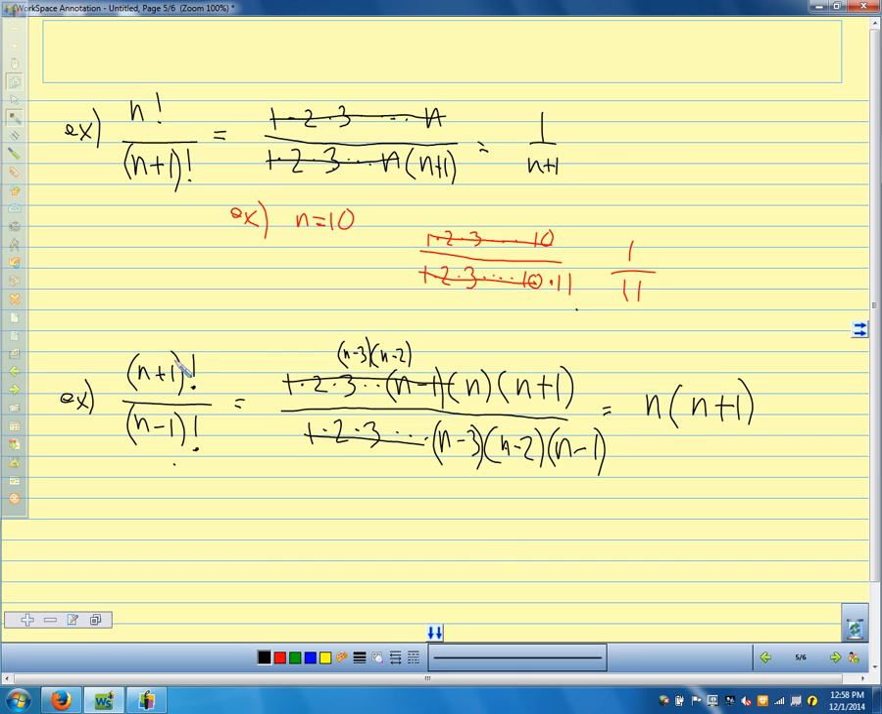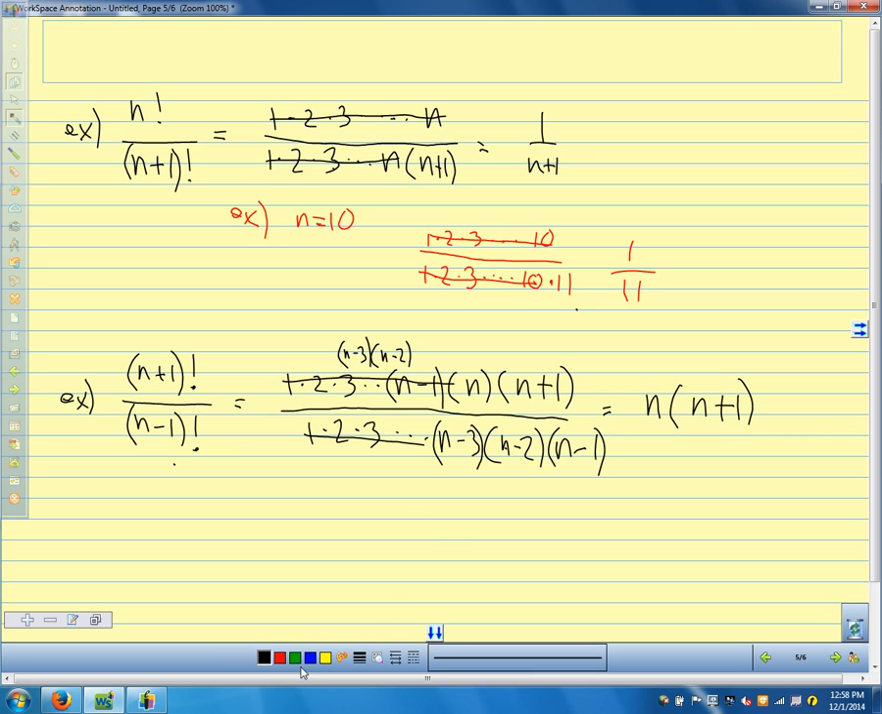On the top, what the n plus 1 factorial is telling us to do is multiply all the numbers that are less than n plus 1. So if it helps, do like we did here. Let's say n is 10.